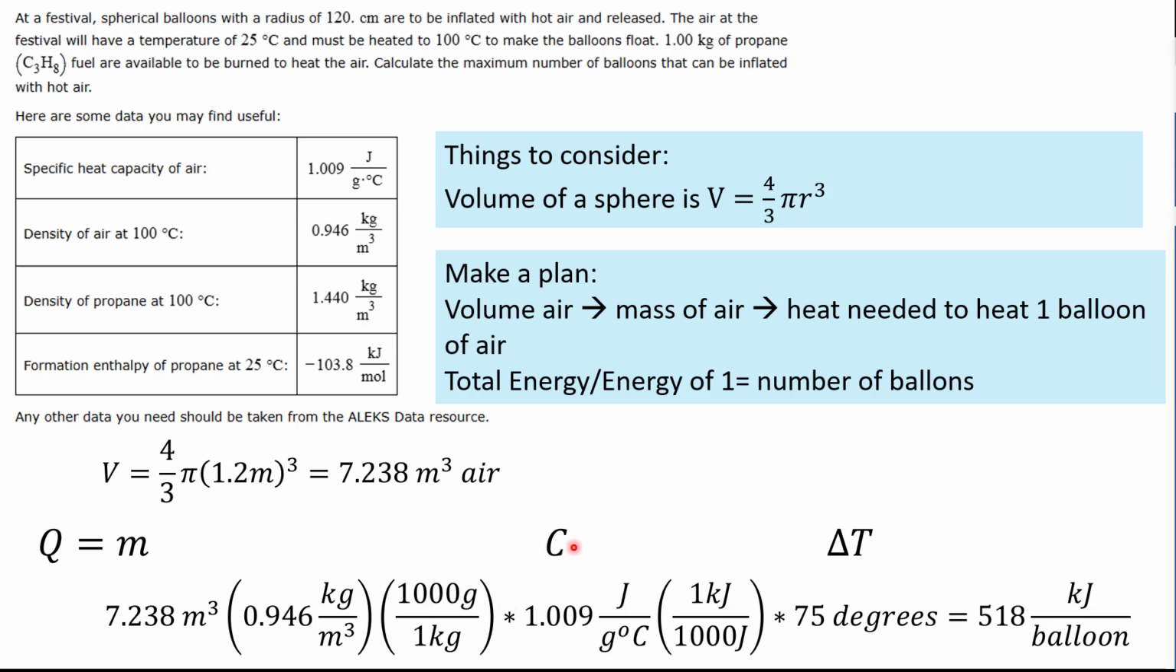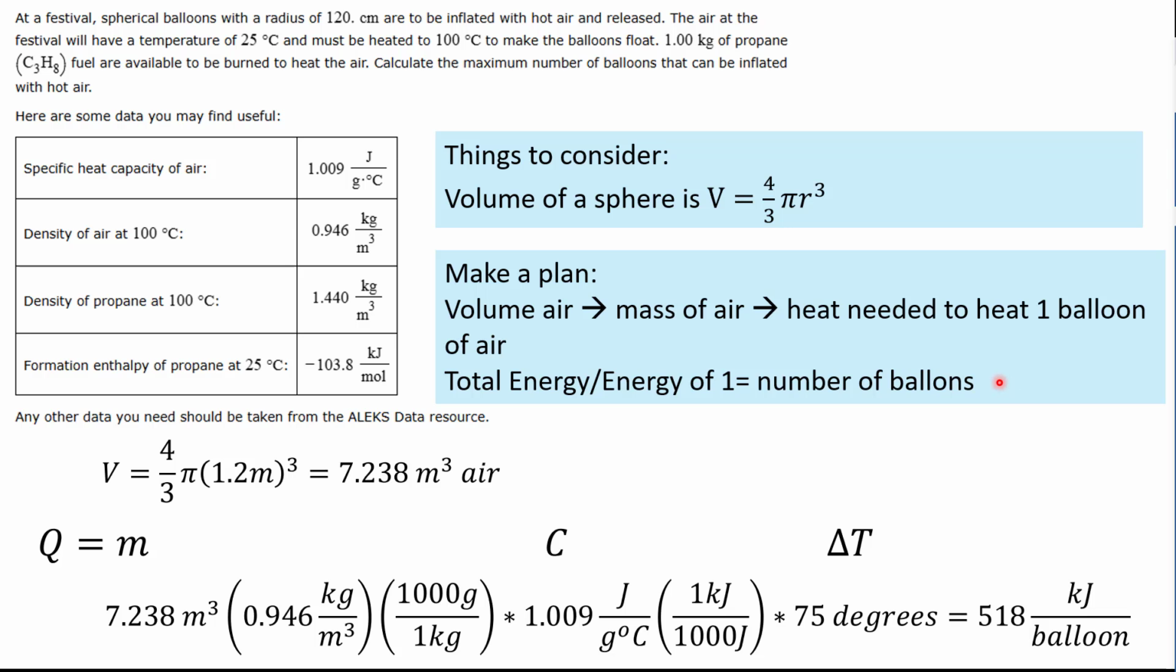Then for C, we're going to do 1.009 joules per gram degree Celsius. But at the end of the day, I'd probably rather have kilojoules because my delta H is in kilojoules and that's going to be a more manageable number. And so I'm going to put my conversion factor for kilojoules in here. And then my delta T is 100 minus 25, so that's going to be 75. Now you plug this all into your calculator. Notice that this is going to cancel with this, so you don't have to plug that in if you don't want. And that's a nice little shortcut here. So this gives us 518 kilojoules per balloon.